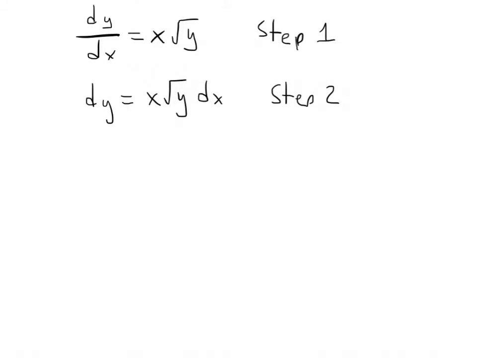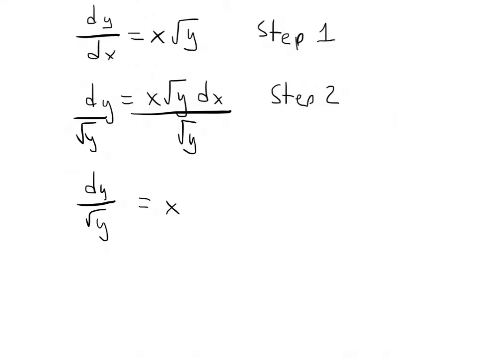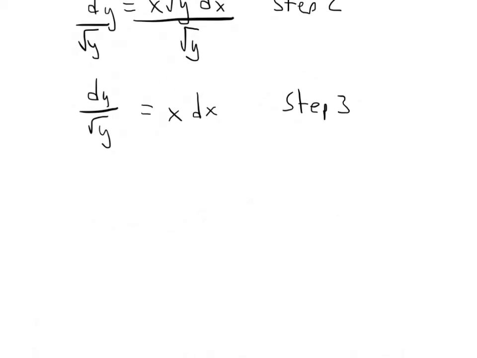Now again, if you're doing this on your own, pause it, do step 3. Step 3 is supposed to be where we separate, right? So this is the dx side, this is the dy side. So the only thing misplaced is the square root of y. So I'm going to effectively divide the square root of y to both sides. This ends up giving me dy over root y equals x dx. This was step 3. Because now this is the y side, it's all y. This is the x side, it's all x. Now that I've done that, we will go on and do step 4.